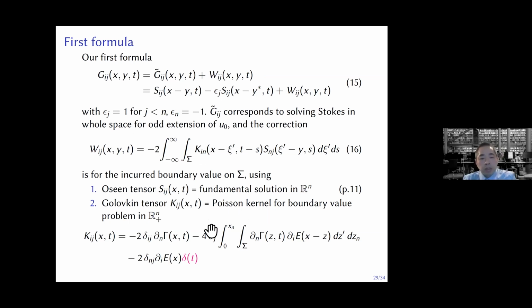This is given by this formula here. This is a heat kernel. This part is something integrated over sigma times the interval 0 to xn. And then there is something which has a delta function in time. This corresponds to the Helmholtz projection. So this term here is not a function, it's a distribution. So this is our first formula.